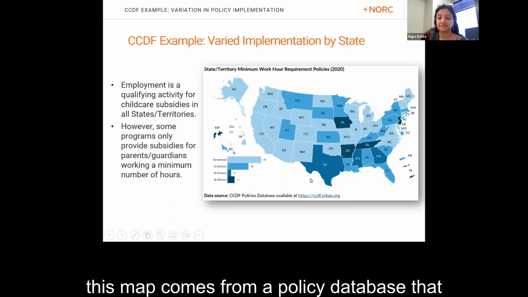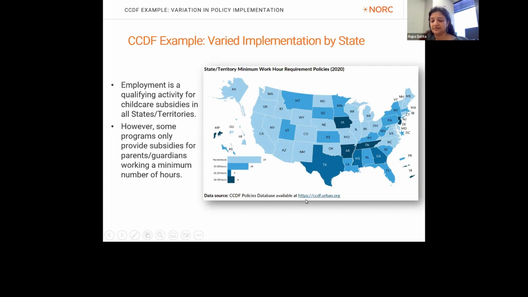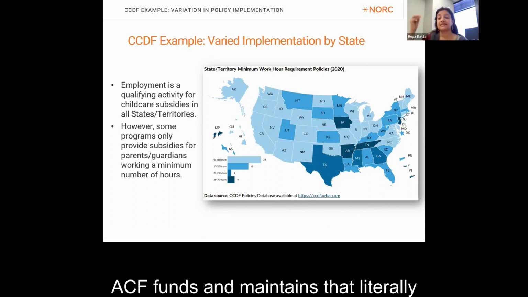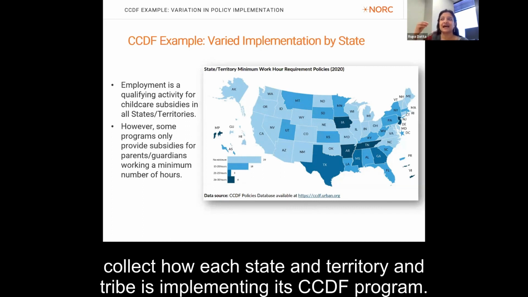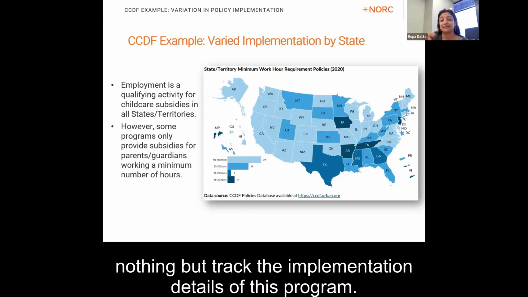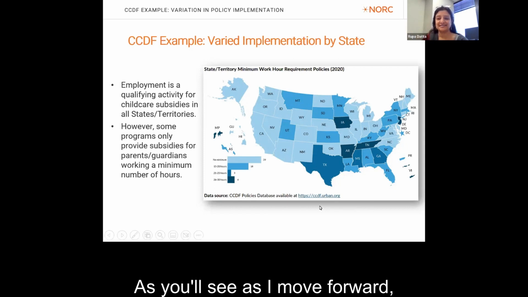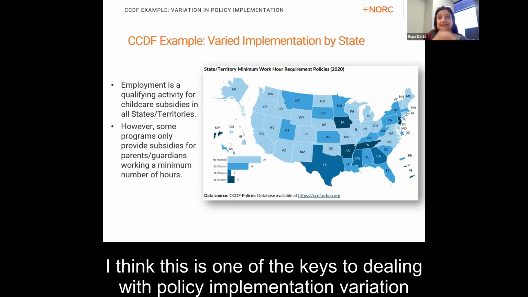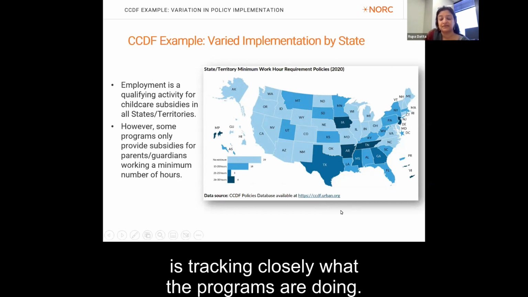I'm drawing this information. This map comes from a policy database that ACF funds and maintains that literally collects how each state and territory and tribe is implementing its CCDF program. So you've got a policy database that does nothing but track the implementation details of this program. As you'll see as I move forward, I think this is one of the keys to dealing with policy implementation variation: tracking closely what the programs are doing.